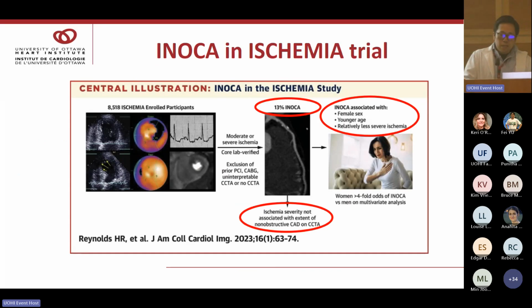So this is the data from the ISCHEMIA trial. Among participants enrolled in the ISCHEMIA trial with moderate or severe ischemia, the prevalence of INOCA was actually 13%. They have shown that INOCA was associated with female sex and younger age.